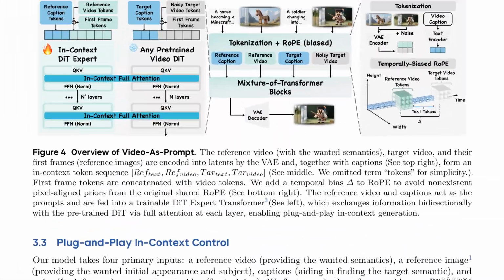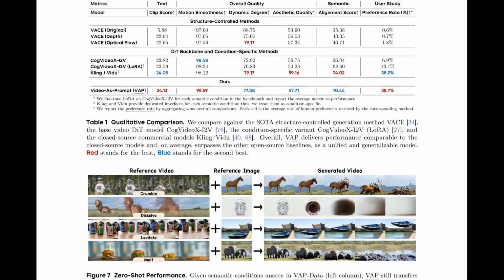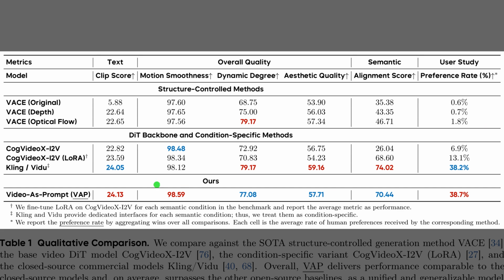So, Figure 4 shows how a reference video plus captions act as the prompt, guiding a frozen video diffusion transformer through a parallel expert for unified and context control. The left block depicts the trainable expert transformer that shares full attention with the frozen backbone, so prior knowledge remains stable. The middle panel walks through tokenization and mixture of transformers blocks before decoding. The right diagram illustrates temporally biased rotary position embeddings, which shift reference tokens earlier in time to avoid false pixel alignment.